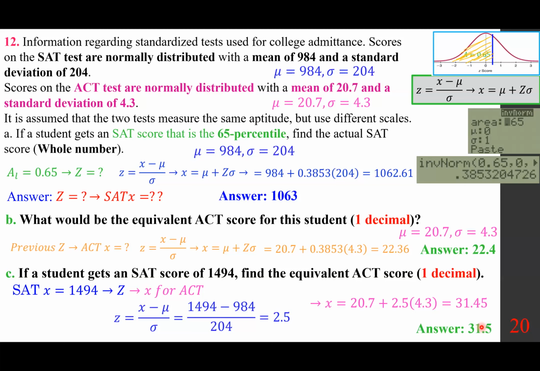Again, pretty straightforward, everybody. In short, an SAT score of 1494, an ACT score of 31.5, and a Z score of 2.5 are equivalent. So it is the Z score that will help us go from one to the next.